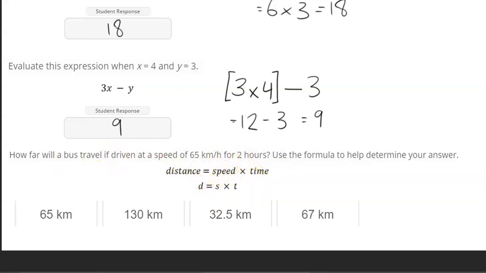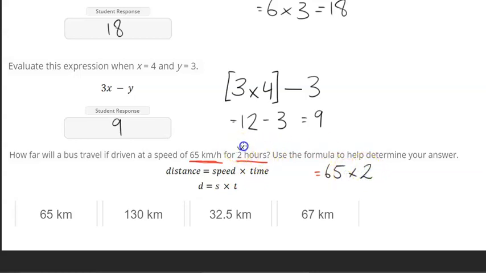So within a specific question, how far will a bus travel if driven at a speed of 65 kilometers per hour? So we've got our speed, and this is traveling for 2 hours. Use the formula to help determine your answer. So we want to know how far this bus traveled. So the distance is equal to what our speed is, which is 65, and what our time is, which is 2 hours.